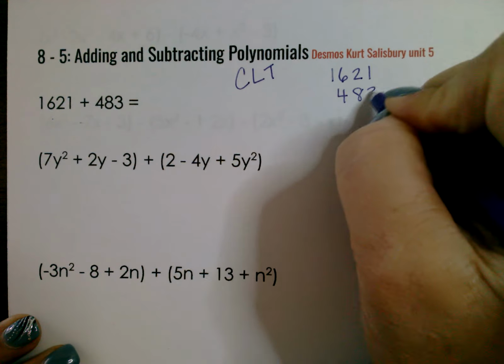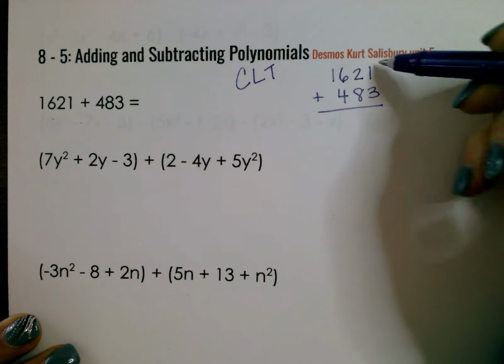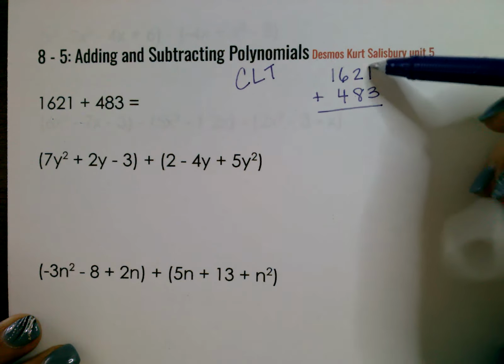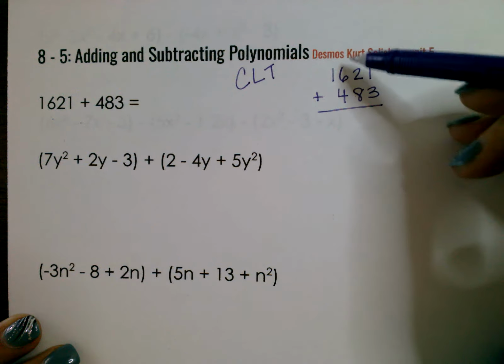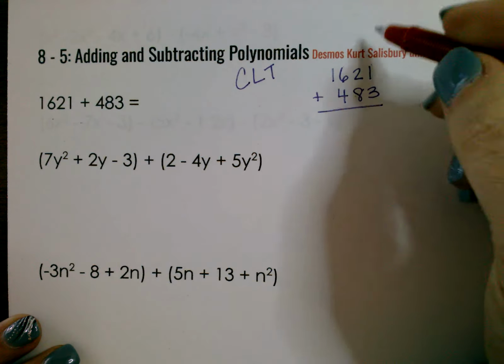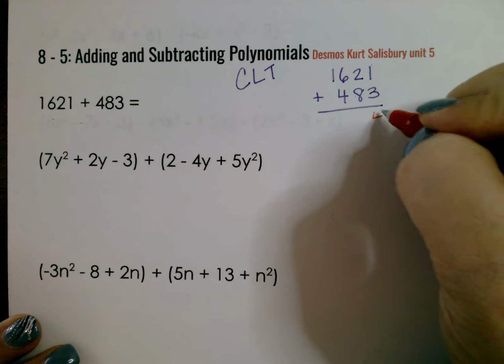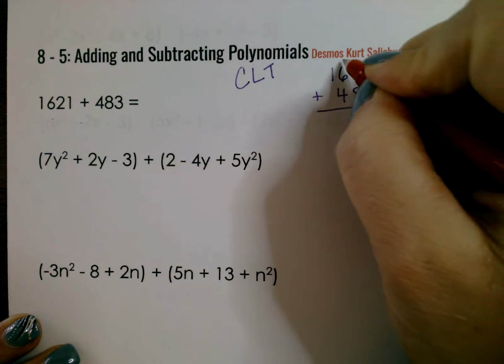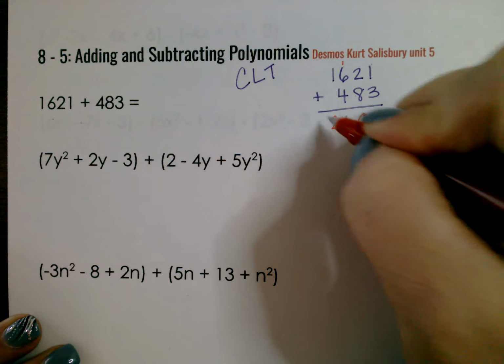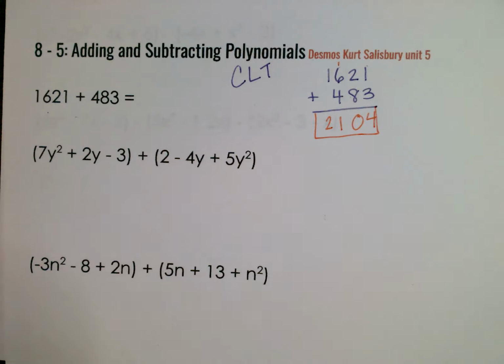have you write the math problem vertically, lining up the right units. So you have the units place, tens place, hundreds place, thousands. And then you would just start adding, and I would have 4, 10, carry the 1, 10 plus 1 is 11, and we would get 2104. This is exactly the same idea.